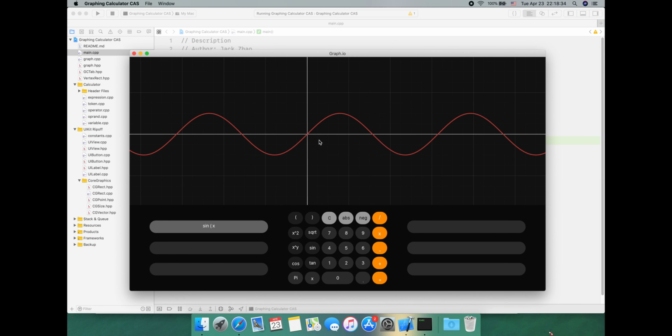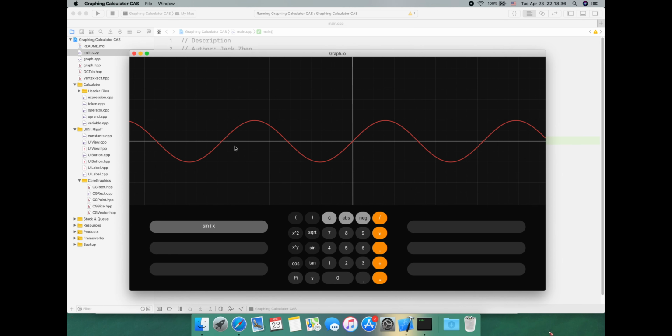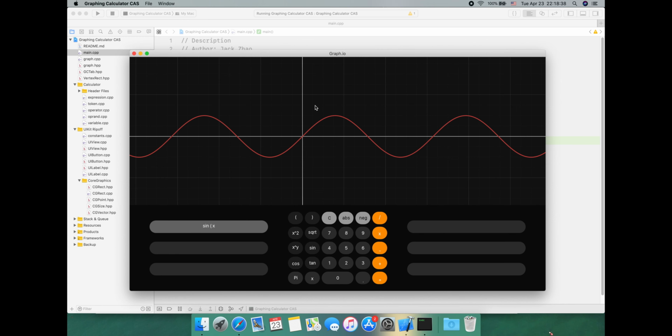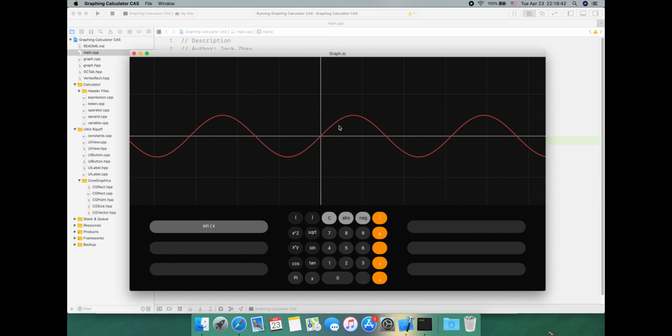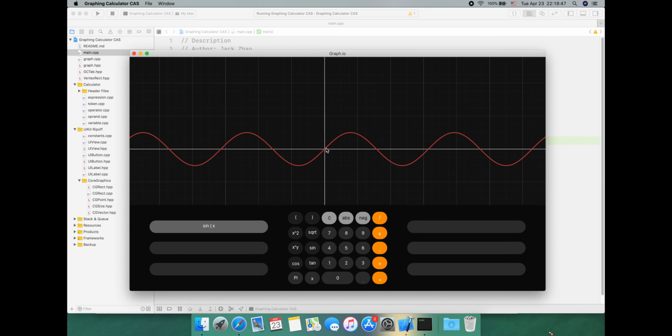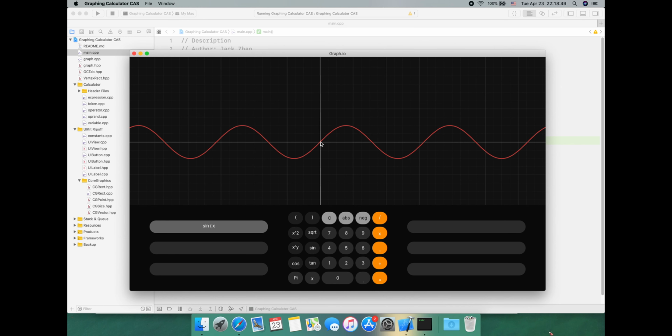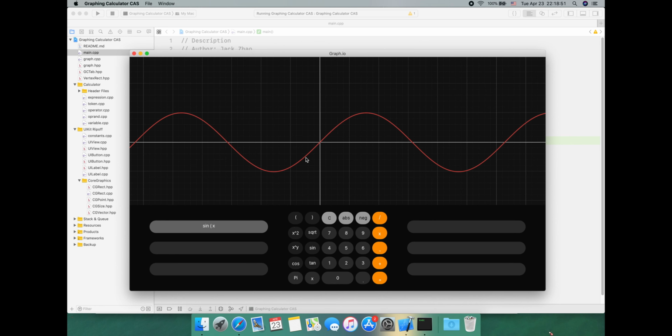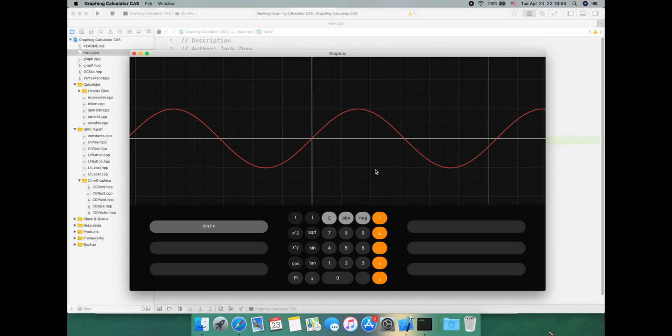Another thing I should have done is the labeling. On my X and Y axis, I don't have any numbers to show what value it is. I used to have it, but there are glitches and I don't have time to fix them. So you can see the curves here are thick and colorful, not like the grid lines.